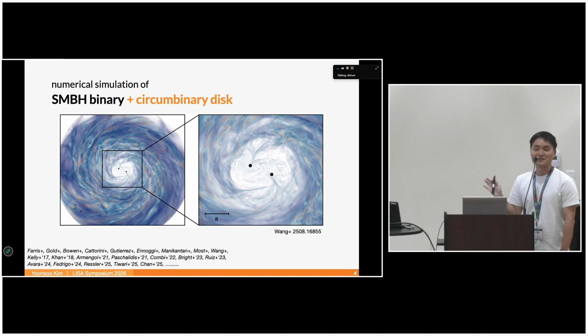You need to solve these MHD equations on top of the curved background, and sometimes this matter might back react to the evolution of the binary. And there has been a very impressive amount of effort from the theory community, as you would probably have seen for the last couple of days, put on solving this problem in a more realistic setup.